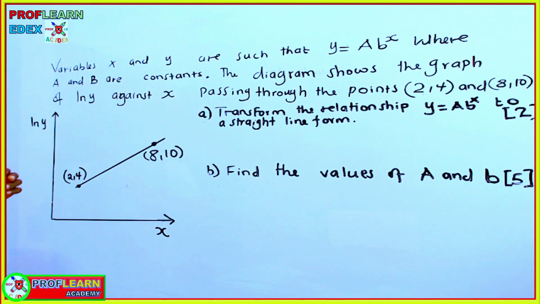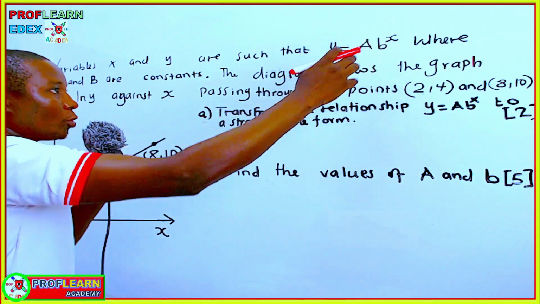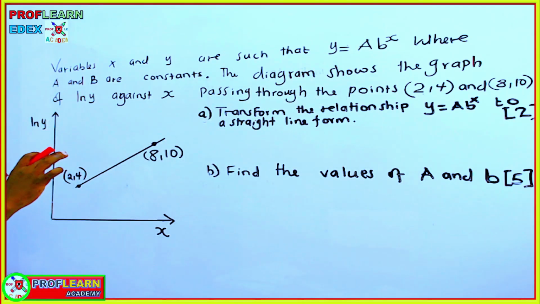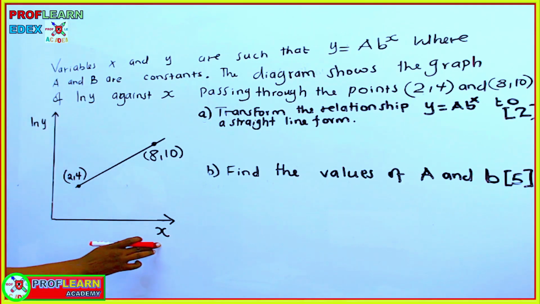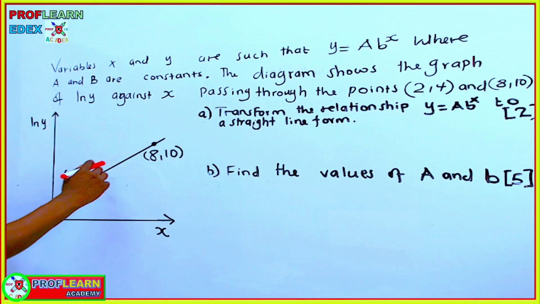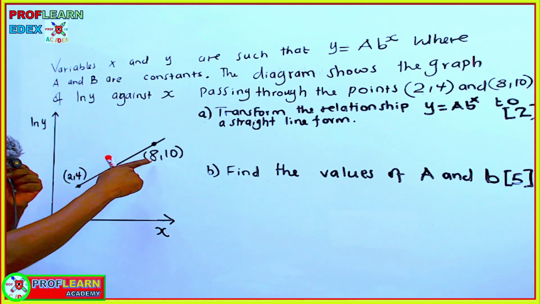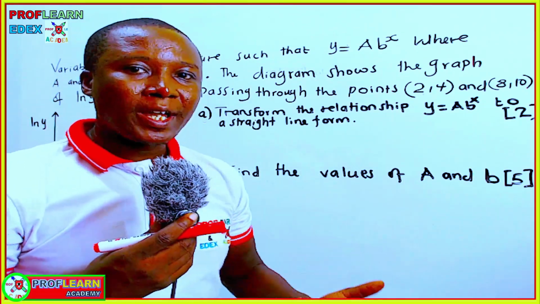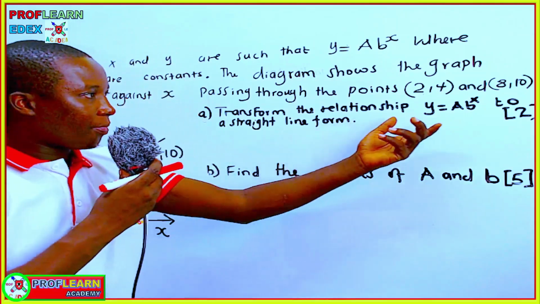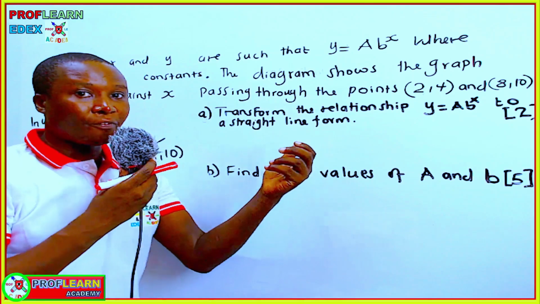In this question we are told that variables x and y are such that y equals ab raised to power x, where a and b are constants. The diagram that we are having here shows the graph of ln of y against x, such that we have a straight line graph that is going to pass through the point (2, 4) and the point (8, 10). The first question that we are asked is to transform this equation into a straight line form.